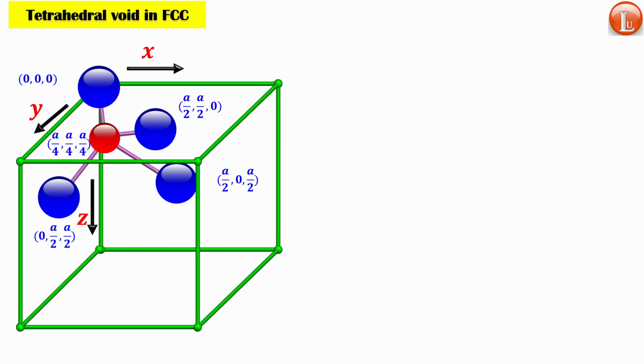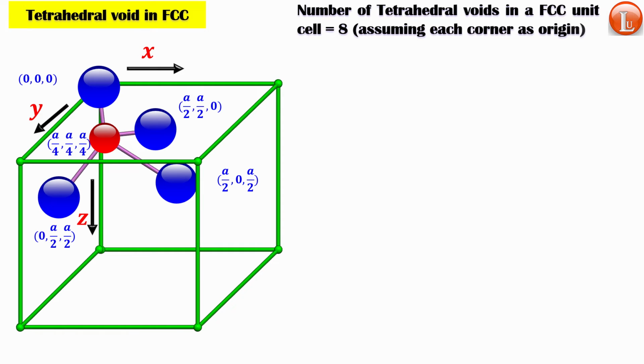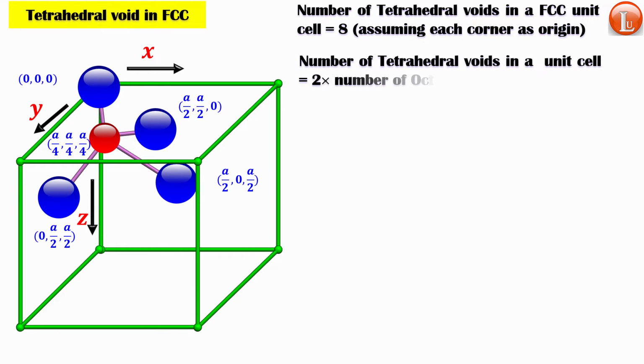This is a tetrahedron. Now, since this is completely inside the unit cell, at a/4, a/4, a/4, and you can assume each corner to be the origin, you'll get one unique tetrahedral void, and there'll be 8 of them. The number of tetrahedral voids in an FCC unit cell will be 8, and it has been found that the number of tetrahedral voids in a unit cell is always twice the number of octahedral voids, or twice the rank. Of course, we'll later on come back to it and understand why it is so.